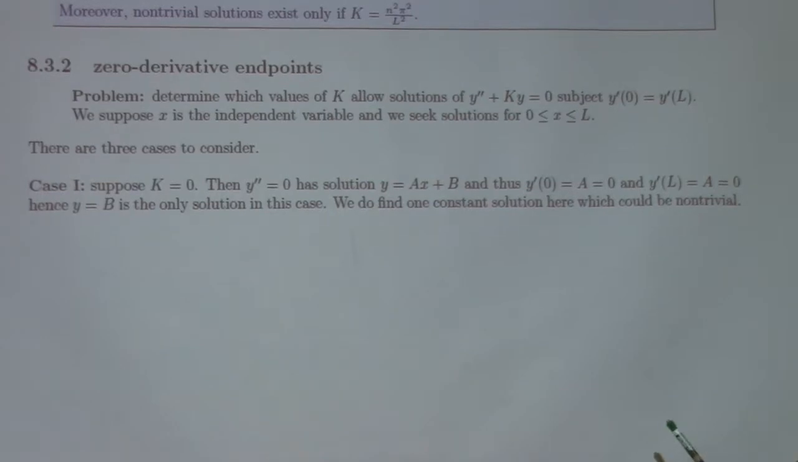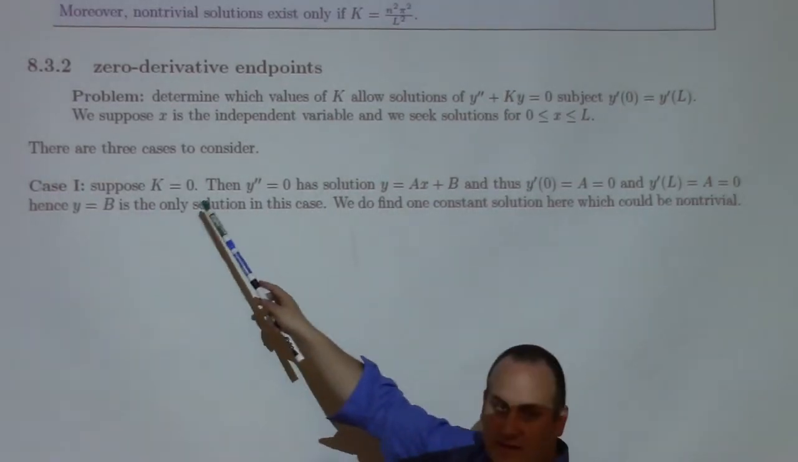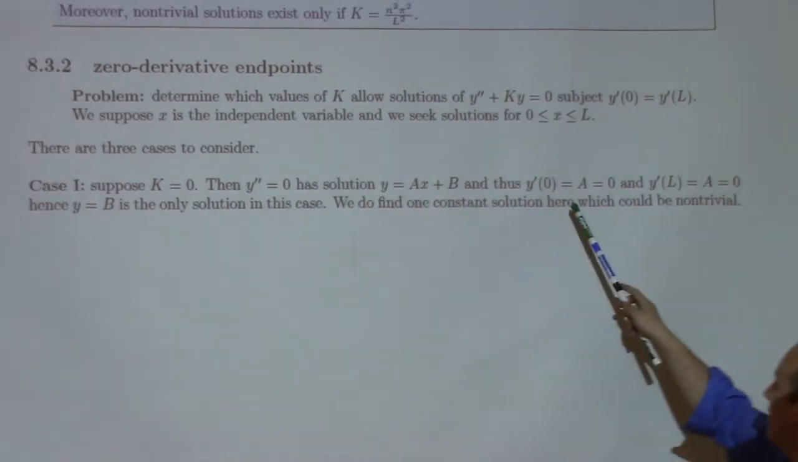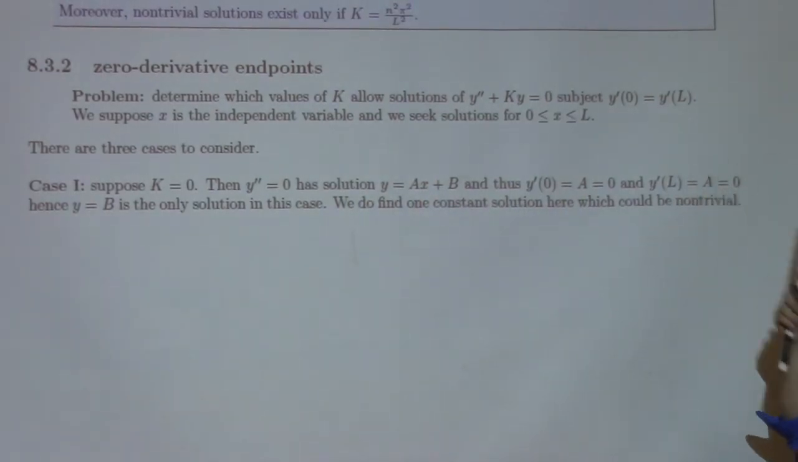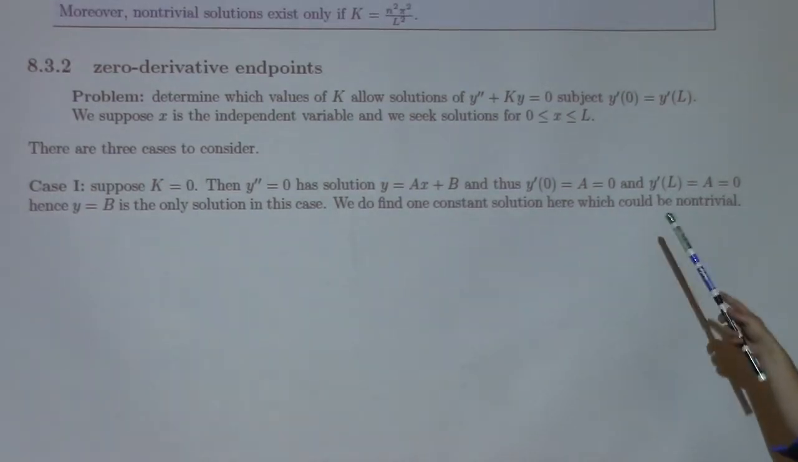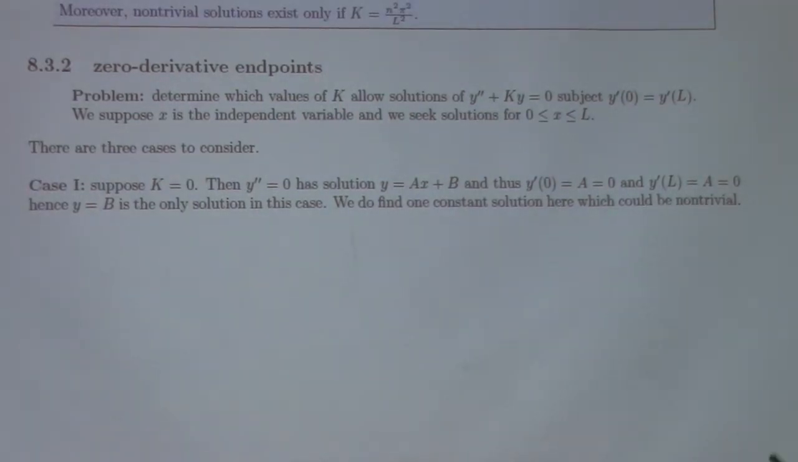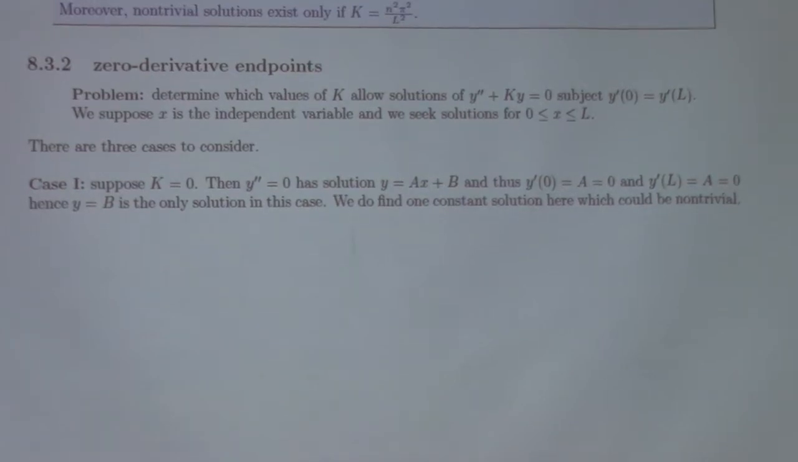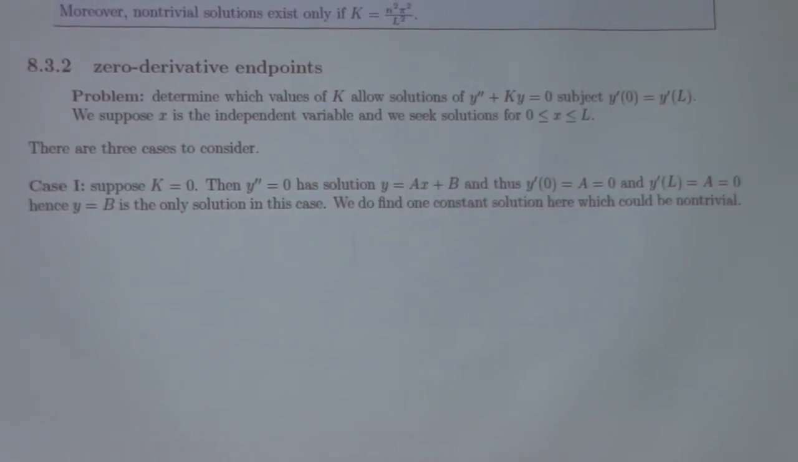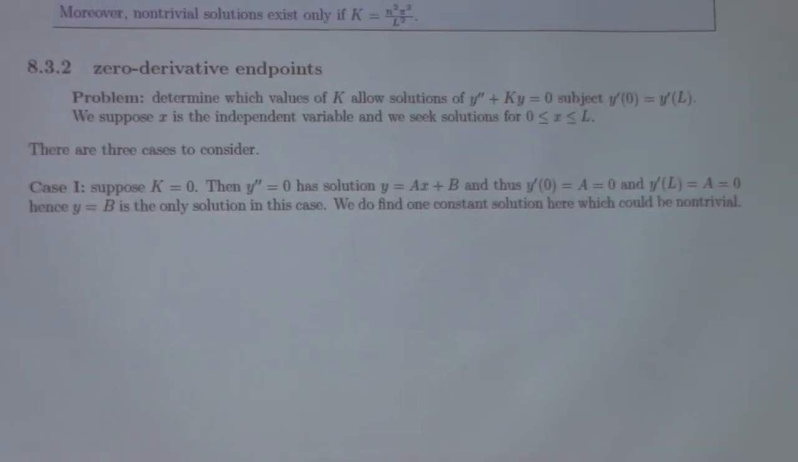So again, k equal to 0, again you get the linear solution, and the only solution we get is just y equals b. We get a constant solution that could be non-trivial. So k equals 0 just gives us possibly a constant solution, because the slope being 0 on both sides forces the coefficient of x to be 0.